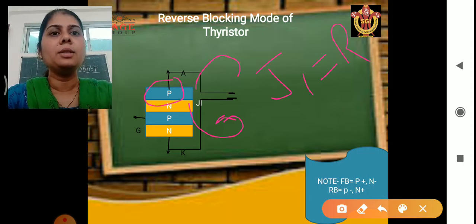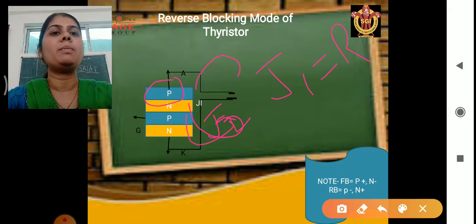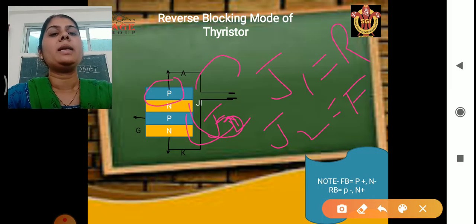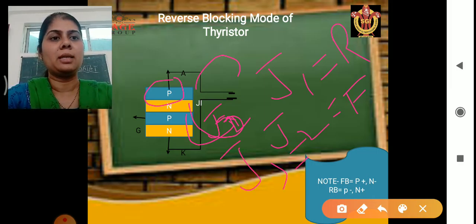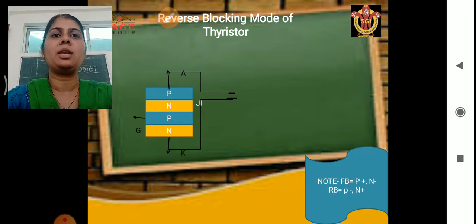And junction J2 is made between N and P. It means the N is connected with the N region and the P is connected with the positive region. That's why junction J2 is in forward bias. Next, the J3 junction is again in reverse bias. It means junction J1 is in reverse bias, junction J2 in forward bias and junction J3 in reverse bias. That's why no current will flow, but a small leakage current will flow.